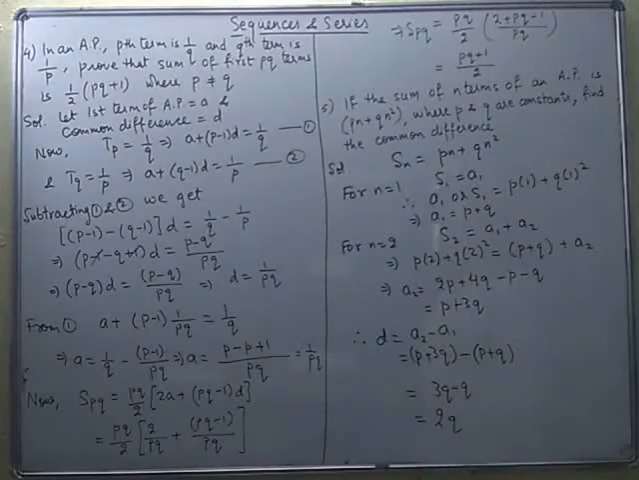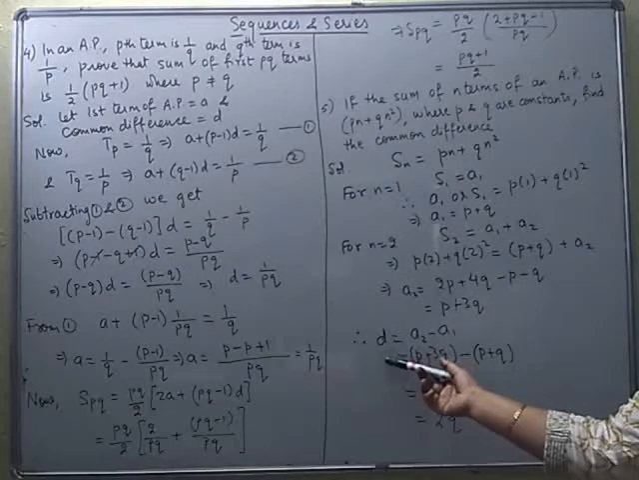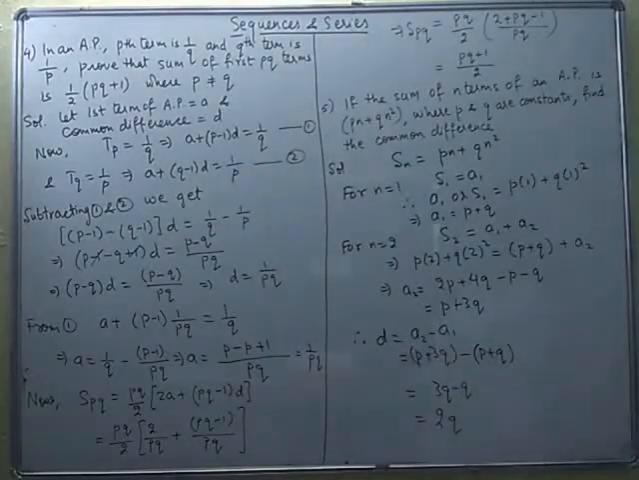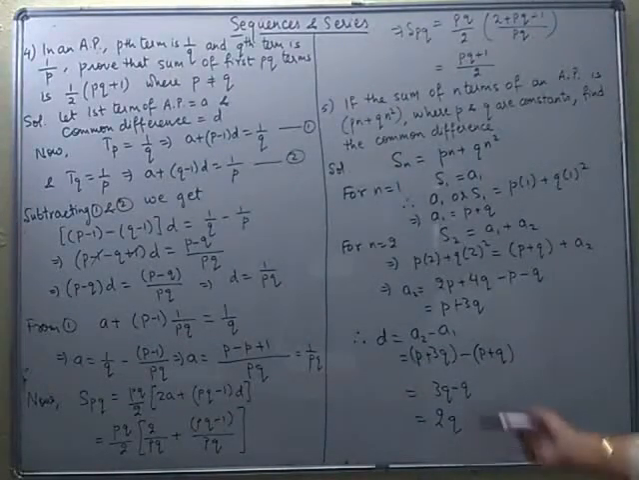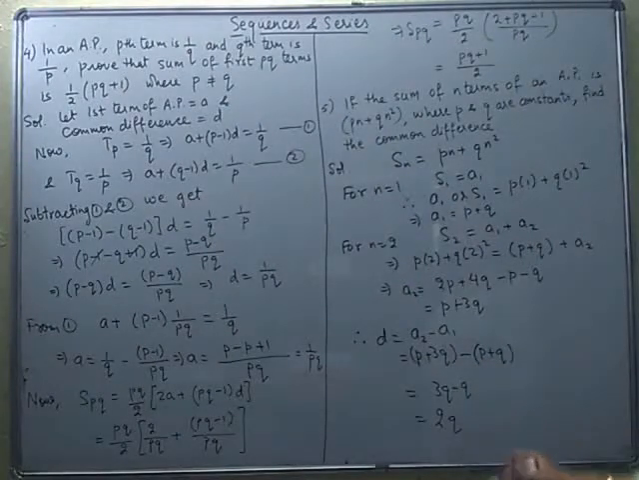So see, A2 is also known to us now, and common difference we can define as second term minus first term. Put the value of A2 as well as A1, and you see p in both gets cancelled out, and we get 3q minus q, which is twice of q. So the common difference for this is 2q.